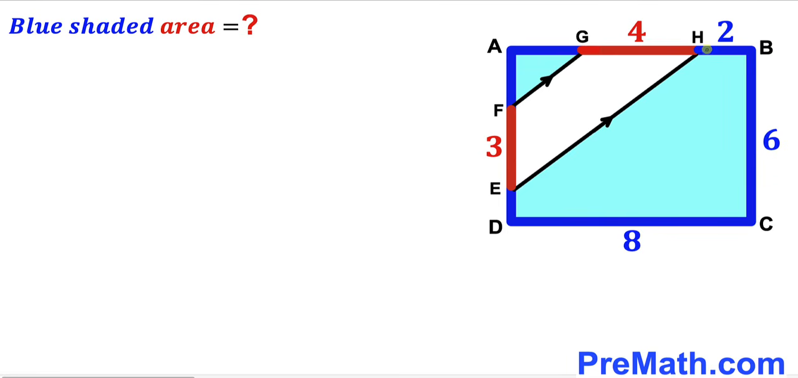Furthermore, this tiny segment HB is 2 units. The red segment GH is 4 units. And finally, this red segment EF is 3 units as well. Now our task is to calculate the area of this blue shaded region, this area and this area combined.